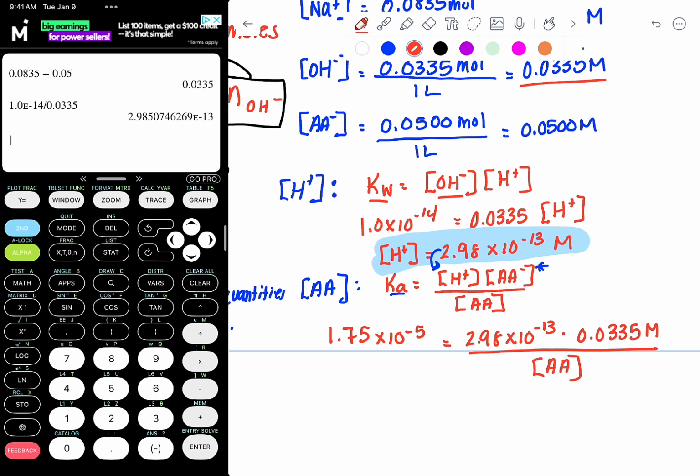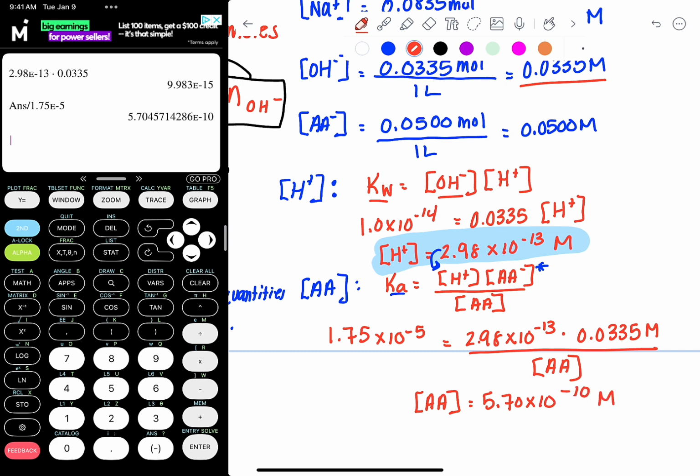Okay, and now we can just solve. I'm going to do the top, 2.98 times 10 to the minus 13, multiplied by 0.05, and then I'm going to divide that by 1.75 times 10 to the minus 5. And we get an acetic acid concentration of 5.70 times 10 to the minus 10 molar.